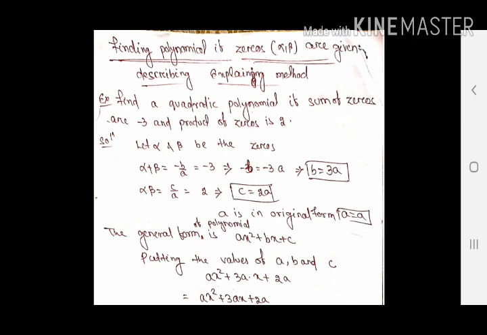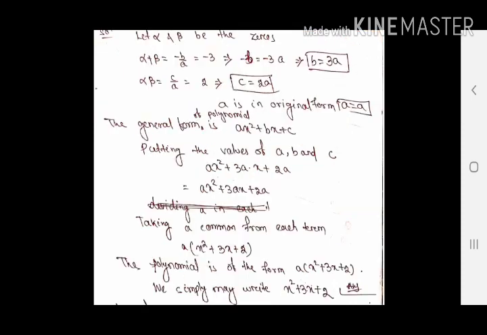So it is clear, if alpha plus beta and alpha beta are given, you will equate them with minus b by a and c by a, and from there you will get the value of b and value of c in terms of a. After getting the values of b and c, and also a equals a, we will put all these three values in the general form of the polynomial. Then we will take a common, and whatever is remaining is the required polynomial.